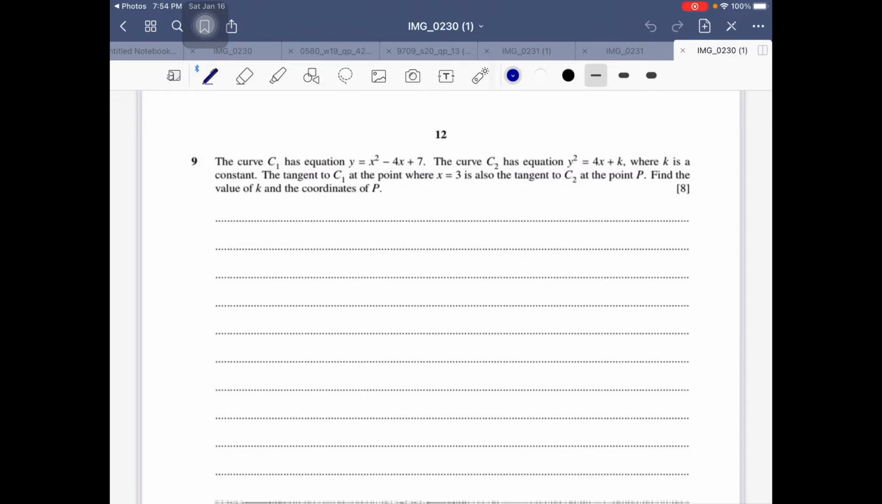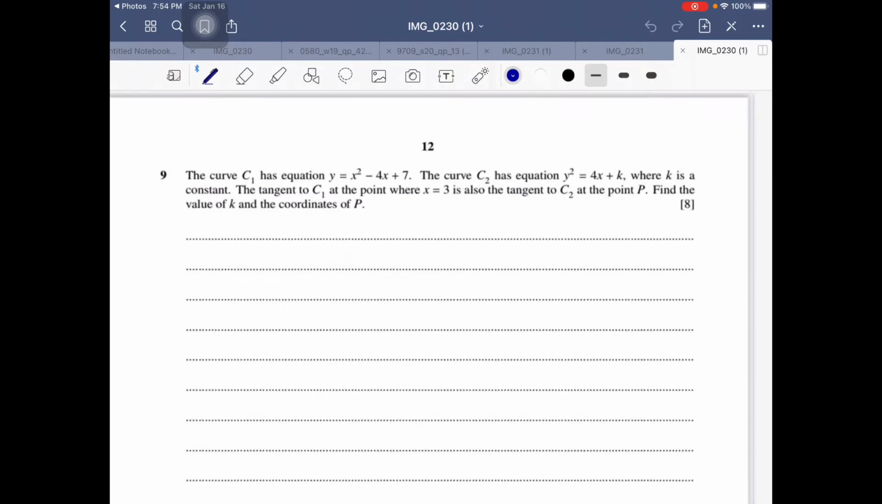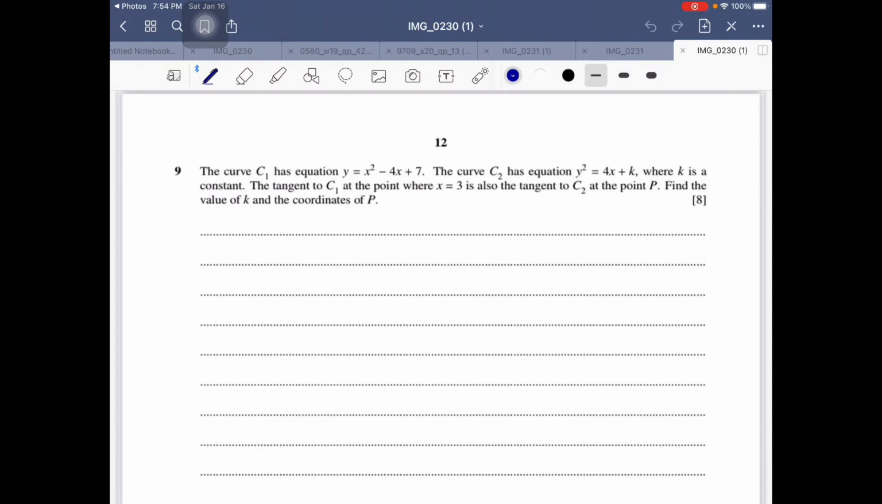Hi students, let's study a typical problem on derivative in Pure Maths 1. This question is a past paper question.